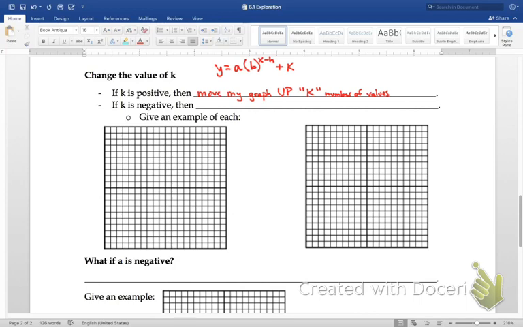Okay? What has happened with A, H, and K hasn't changed. The only thing that's changed for any of these is the type of function. What A, H, and K do still do the same thing. It's just a matter of the type of function that I have.